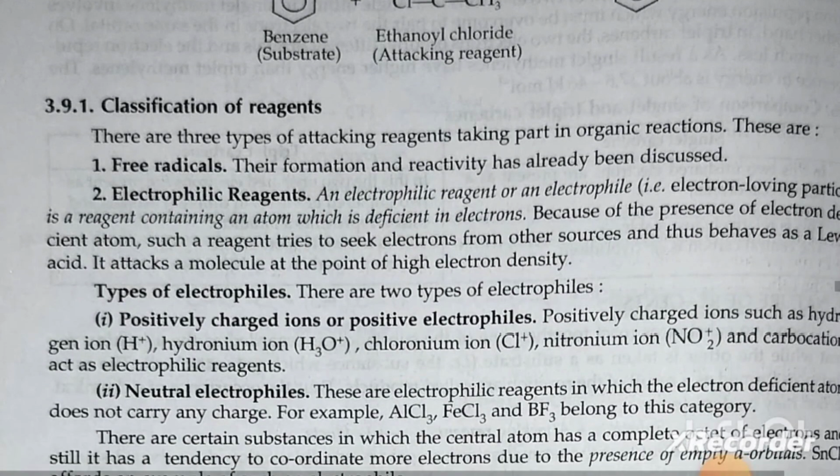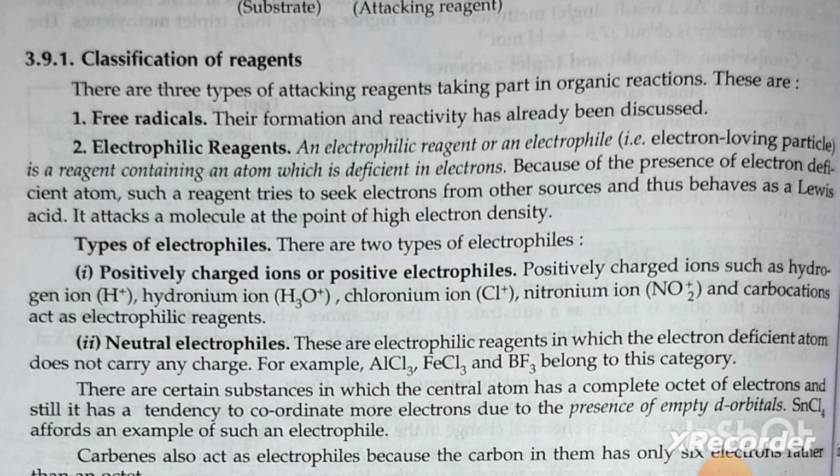Classification of reagents. There are three types of attacking reagent taking part in organic reactions. First, free radicals. Their formation and reactivity have already been discussed. Second, electrophilic reagents. An electrophilic reagent, or electrophile (electron-loving particle), is a reagent containing an atom which is deficient in electron. Because of the presence of electron-deficient atoms, such a reagent tries to seek electrons from other sources and thus behaves as a Lewis acid. It attacks a molecule at the point of higher electron density.